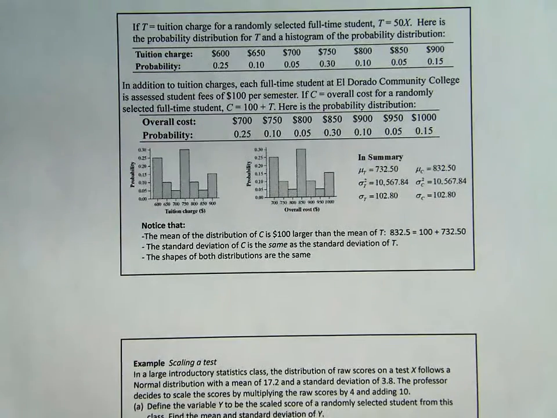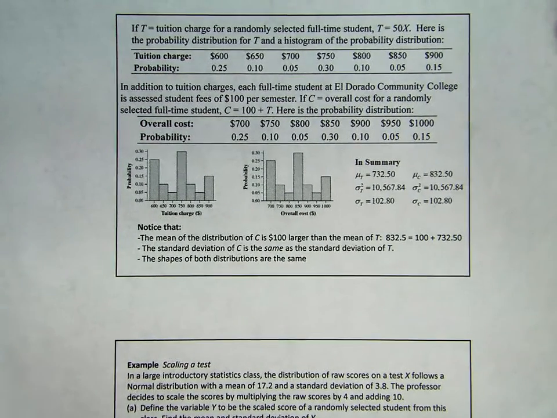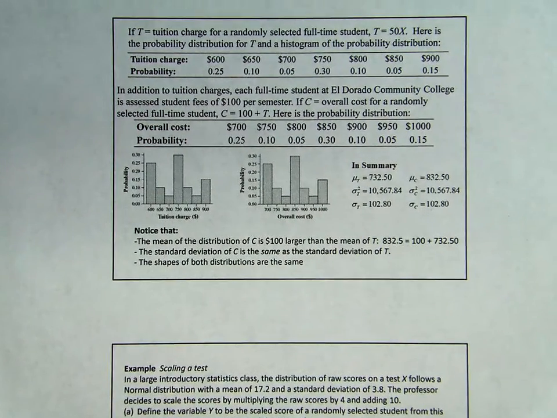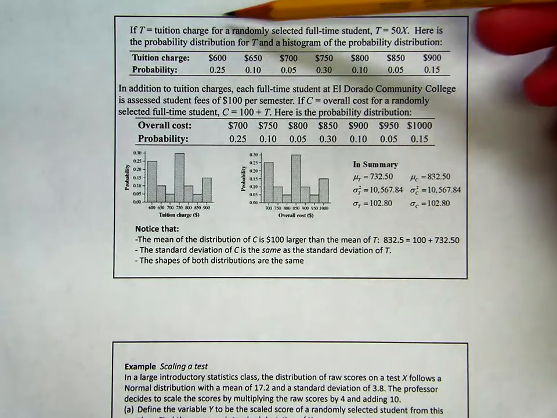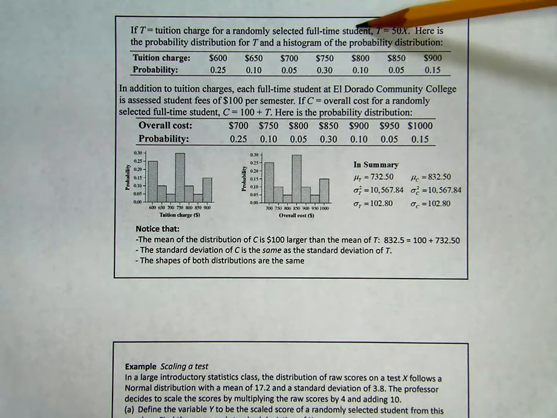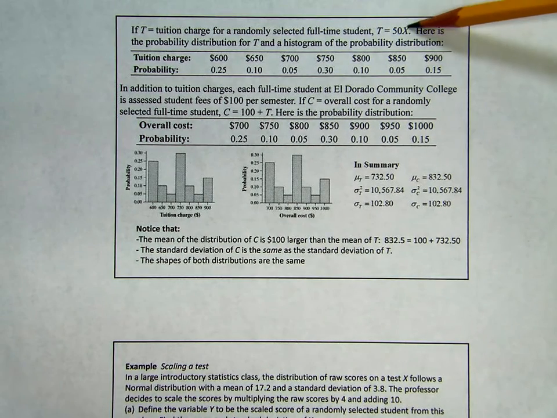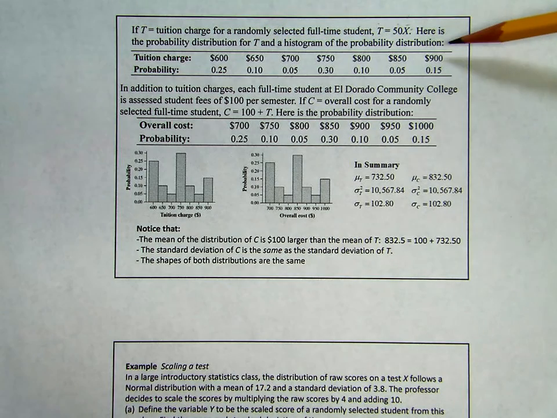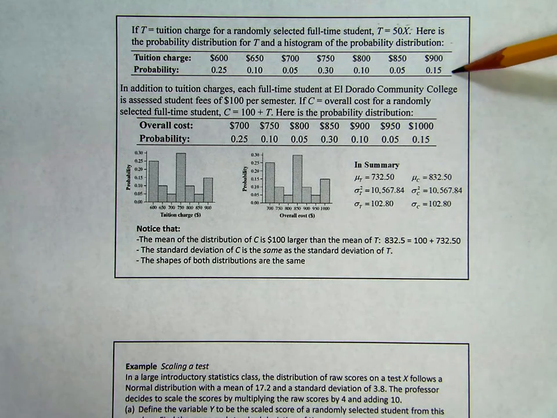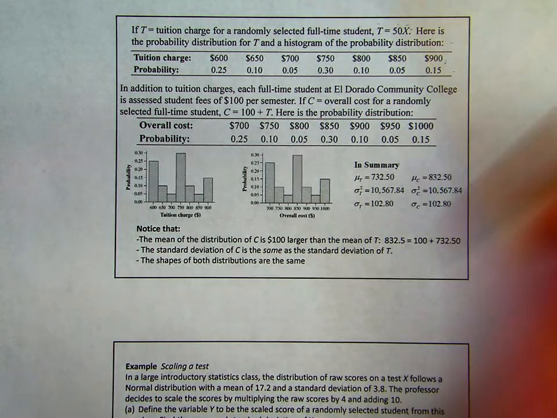All right, another transformation with our friends at El Dorado Community College. If T is the tuition charge for a randomly selected full-time student, T is equal to 50X. So X was that distribution, that was how many credits you're taking. So your tuition is going to be $50 times each credit you take. Here's the probability distribution for T and a histogram of the probability distribution. So we got that, and here's the histogram here.